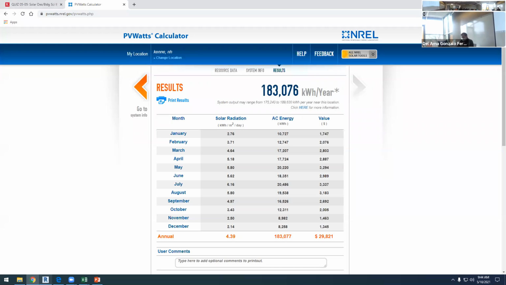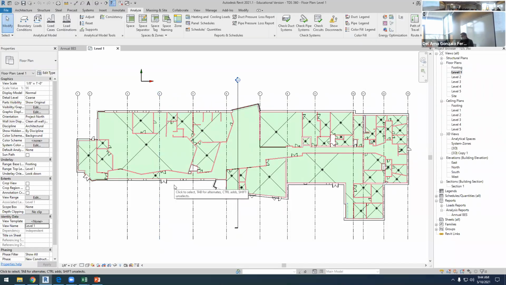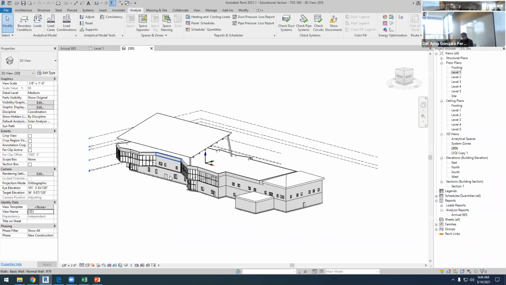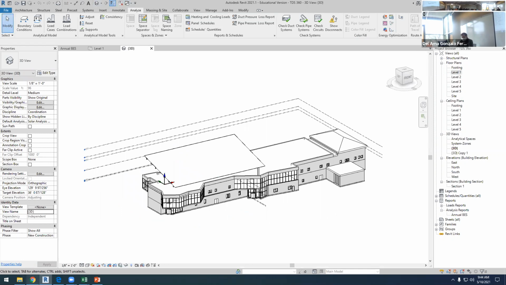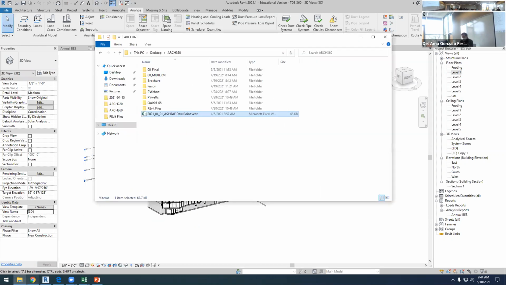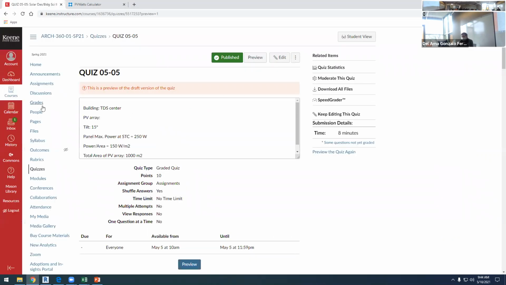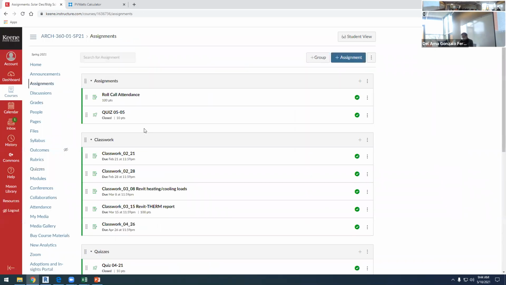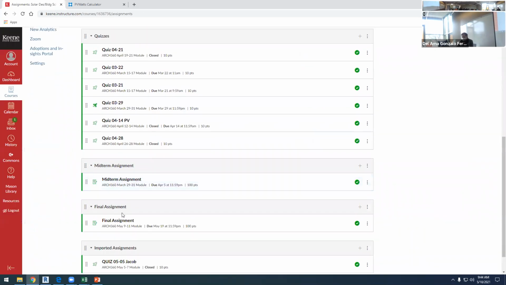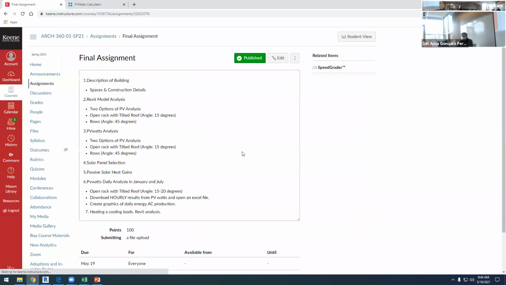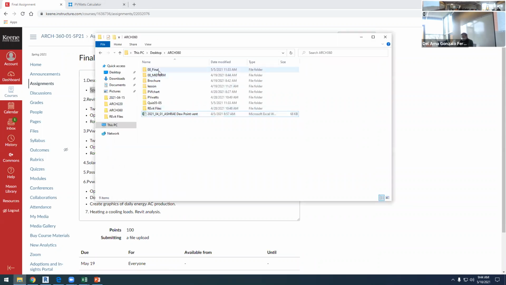But now I want to show you what we did with Revit. So you remember that we had the TDS building. And on this final assignment, let's analyze what we have to do. Okay, so first we have to define the spaces and construction details. I have an example here.